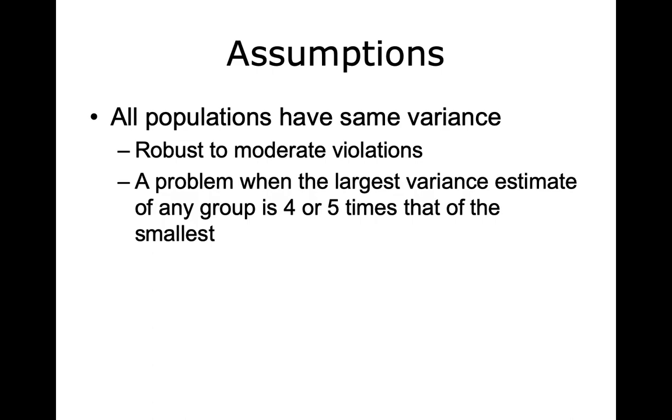And then the second assumption is that all populations have the same variance. This too is robust to moderate violations. It would be a problem when the largest variance estimate of any group is 4 or 5 times that of the smallest. In some of our examples, clearly the variance has been different, but it's only a problem if you look at the smallest variance estimate and the largest variance estimate, and that largest is 4 to 5 times that of the smallest. Otherwise, not a problem.